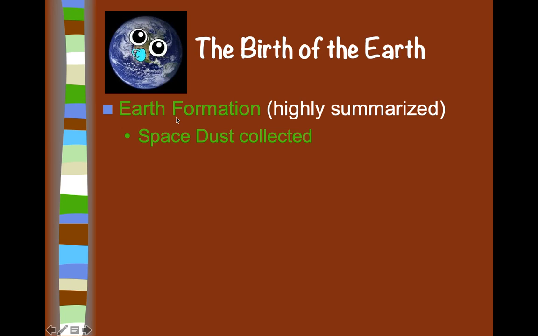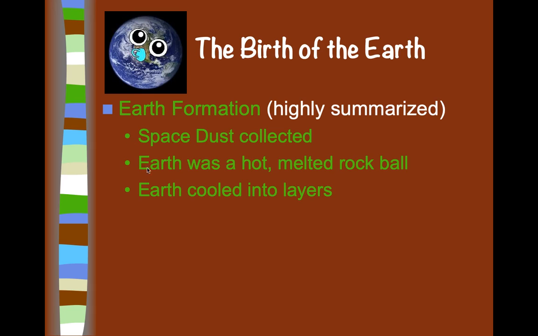For the Earth's formation, there was space dust that collected, and at some point the Earth was a hot, melted rock ball, just a ball of fire, basically. Hot, melted rocks were all smashed together in a ball. That was at some point. And over the years, the Earth cooled into different layers.